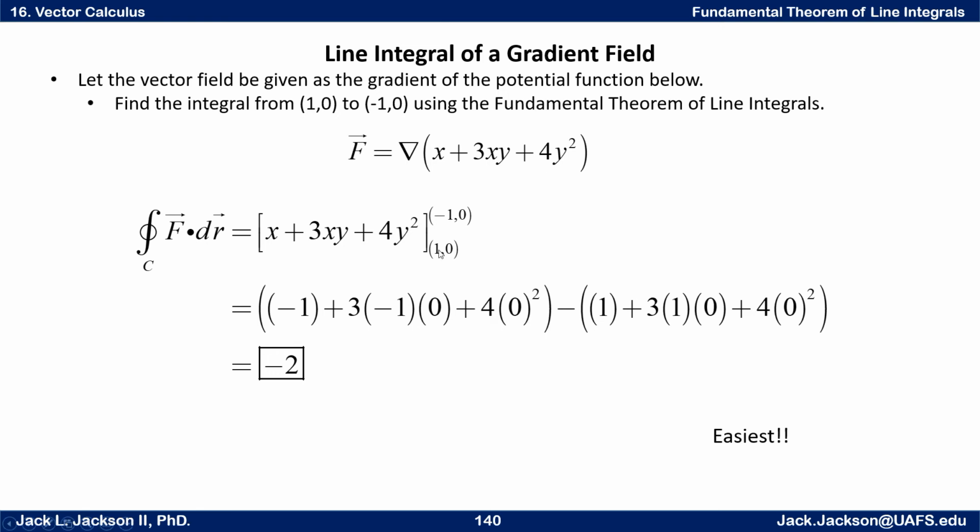First point is 1, 0, second is negative 1, 0. So you take the ending point and plug in negative 1 for all the x's and 0 for the y's, minus, and plug in the initial point, 1 for all the x's, 0 for the y's. And let's see, what do we get? We get negative 1 here, 0, 0, another negative 1 here, we're at negative 2, 2 more zeros, negative 2, and that's the easiest way.